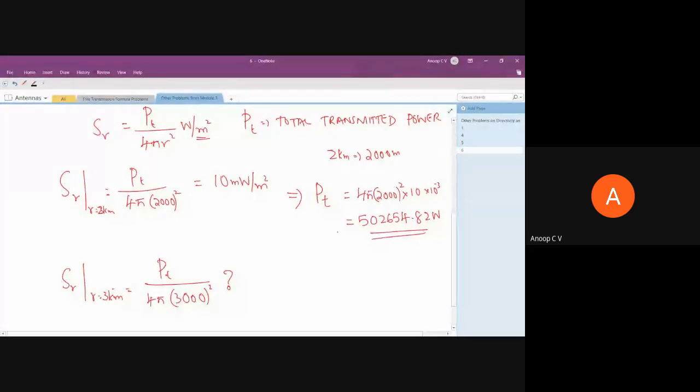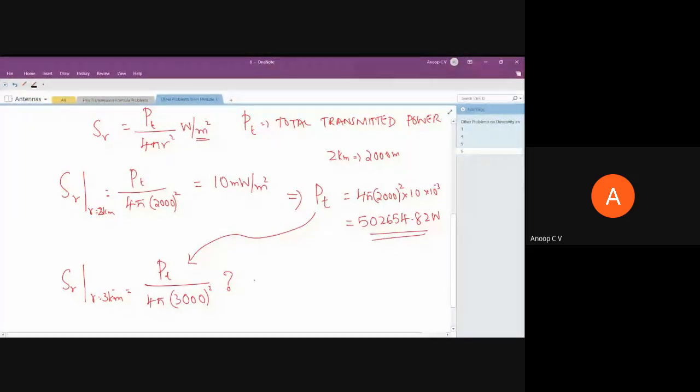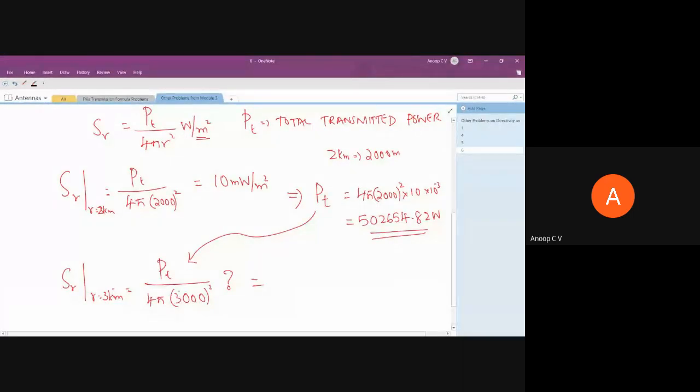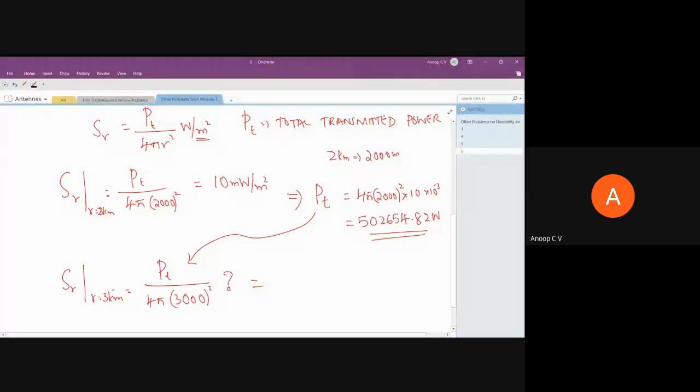So you know the total power. Substitute the total power in this particular equation. You will get SR. So substitute PT in this particular equation and get the answer. So what will be the power density at a distance of 3 kilometer? 4.44 milliwatts per meter square. Yeah, so all of you are getting the same answer.